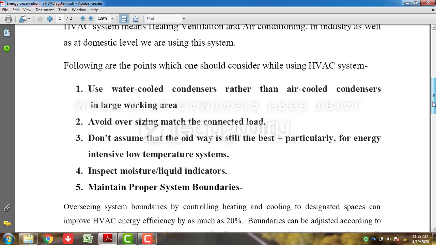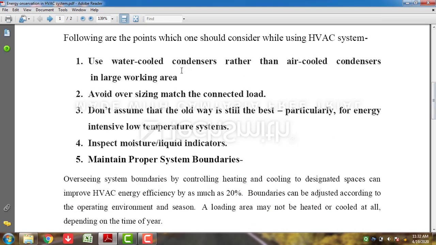So the first point is to use a water cooled condenser rather than an air cooled condenser in a large working area. We had already discussed that. Then, avoid oversizing and match the connected load. Now what is happening?